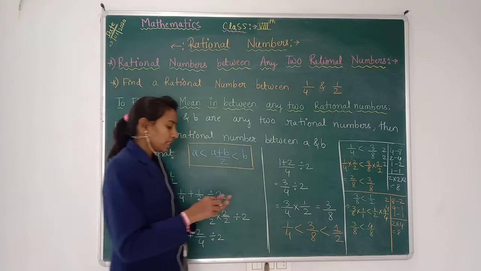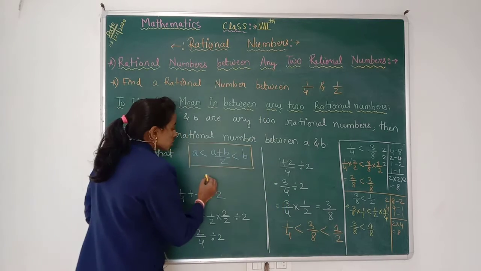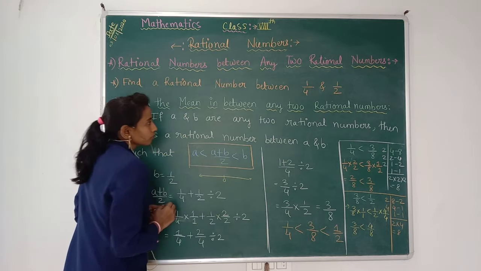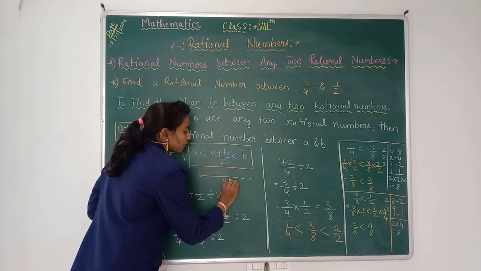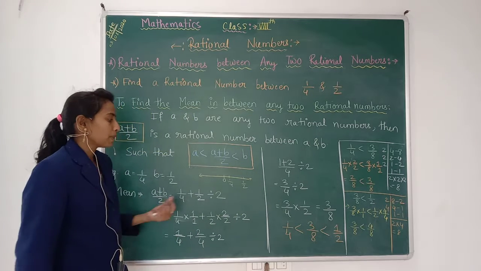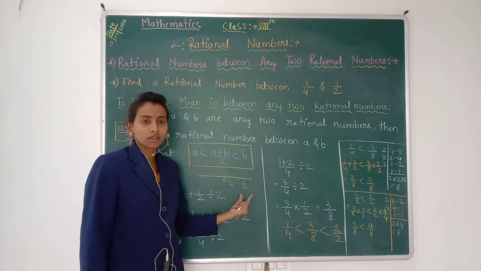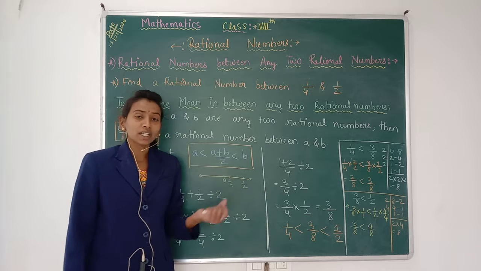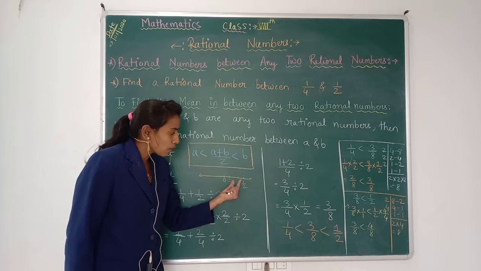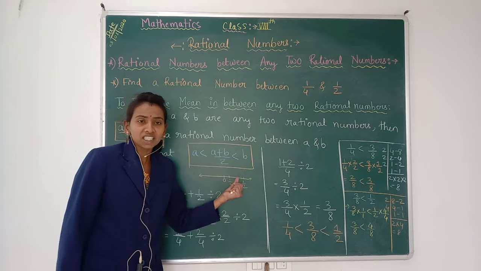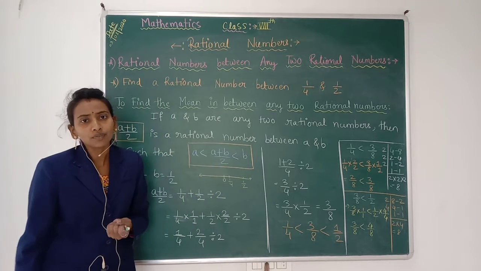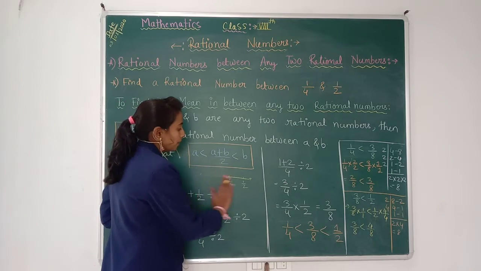So on the number line, here we have 0. Here we have 1 by 4 and here 1 by 2. Suppose, imagine that here is 1 by 4 and here is 1 by 2. In between, we want only one number. Here we have one unit in between. The number coming at the middle point, we are going to find by using the mean.